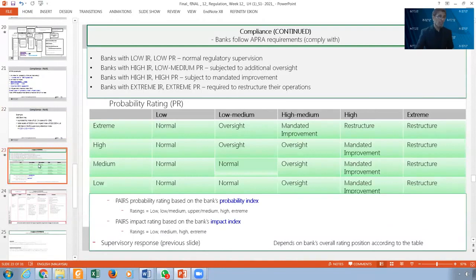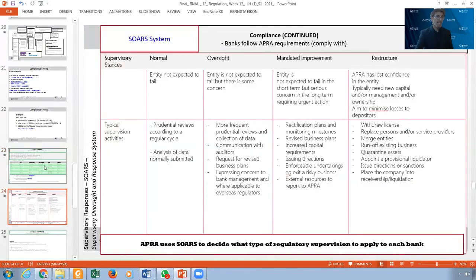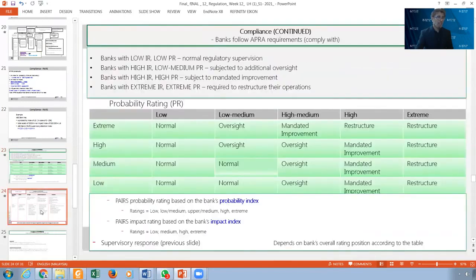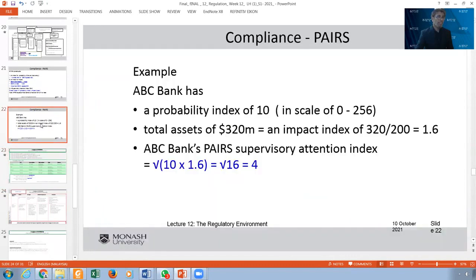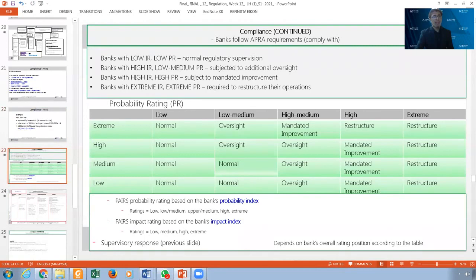Now, let me take you actually to the last point. This is what we call the pairs and the source. This is the identification system, and this is the source system. So from the identification system, they will take all this information, and they will bring the risk, here, from 1 to 256. And this is the size of the bank: extreme, high, medium, low. Now, if it is extreme size and low risk, the action that should apply to this bank is normal.